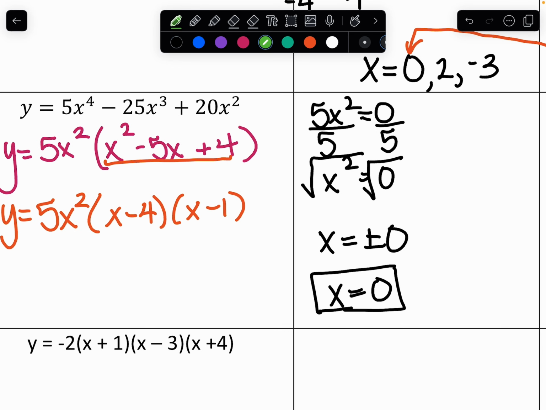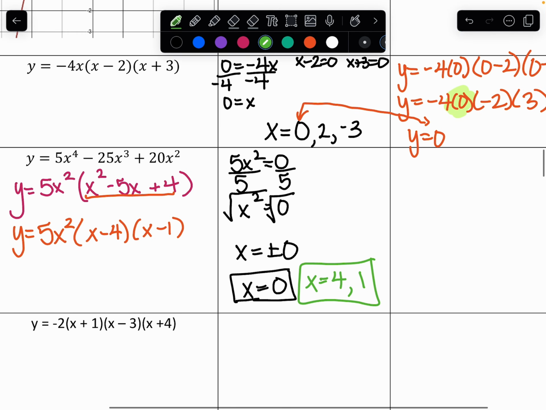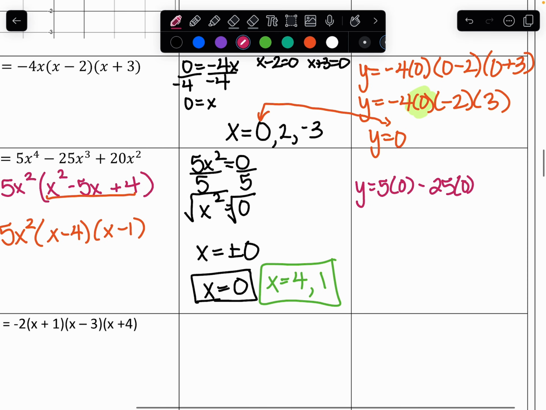But anyways, we can still see the other answers. x equals +4 and +1. There's the rest of our answers. And then our y-intercept, if we plug in 0, well, we would get y equals 5 times 0, because 0 to the 4th power is 0, minus 25 times 0 cubed, which is 0, plus 20 times 0 squared, which is 0. So anything times 0 is 0. So 0 minus 0 plus 0 is 0. And we can also see it right there.